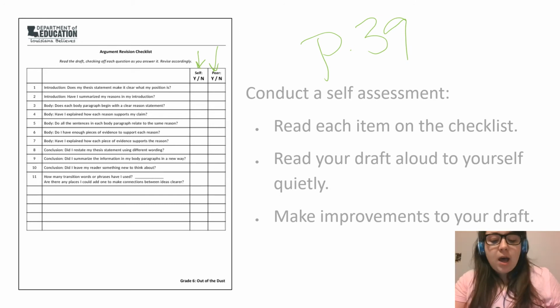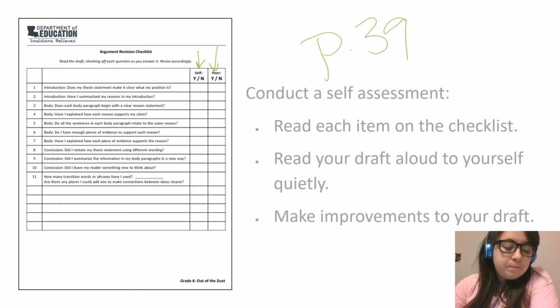But let's look at this. If you can answer yes to the question, you're going to put a Y. If you're going to answer no to a question, you're going to put an N. So the first question is about your introduction. All right. Number 1, introduction. Does my thesis statement make it clear what my position is? Okay, so is it answering the question, and is it like making clear where you're standing on that question? So answer yes or no. Number 2, have I summarized my reasons in my introduction? All right, so have I summarized my reasons in my introduction? Yes or no?